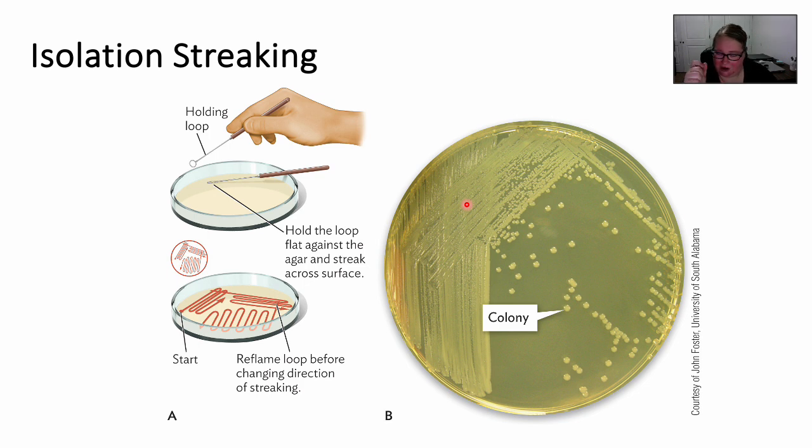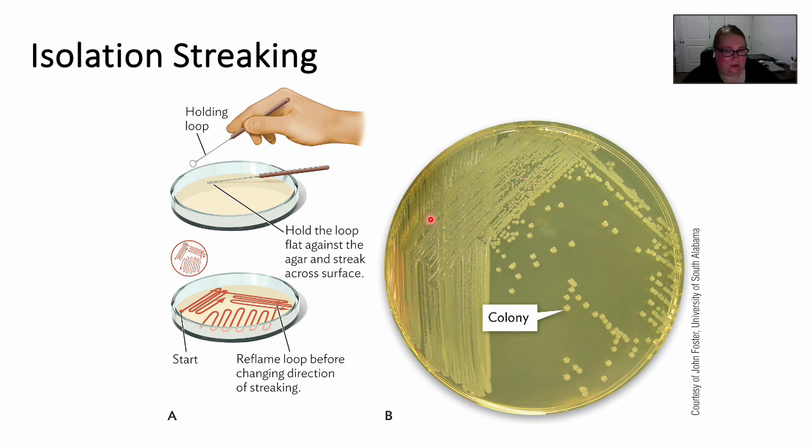Okay, so once we have our inoculating loop flamed again, what we're going to do is rotate our petri dish by a quarter, and we're going to do this streak again. We're going to take our clean loop and drag it through the previous sample that we applied to the agar. What this is going to do is take us from something where the colonies are really close together and we can't see individual ones, and start to separate them out.